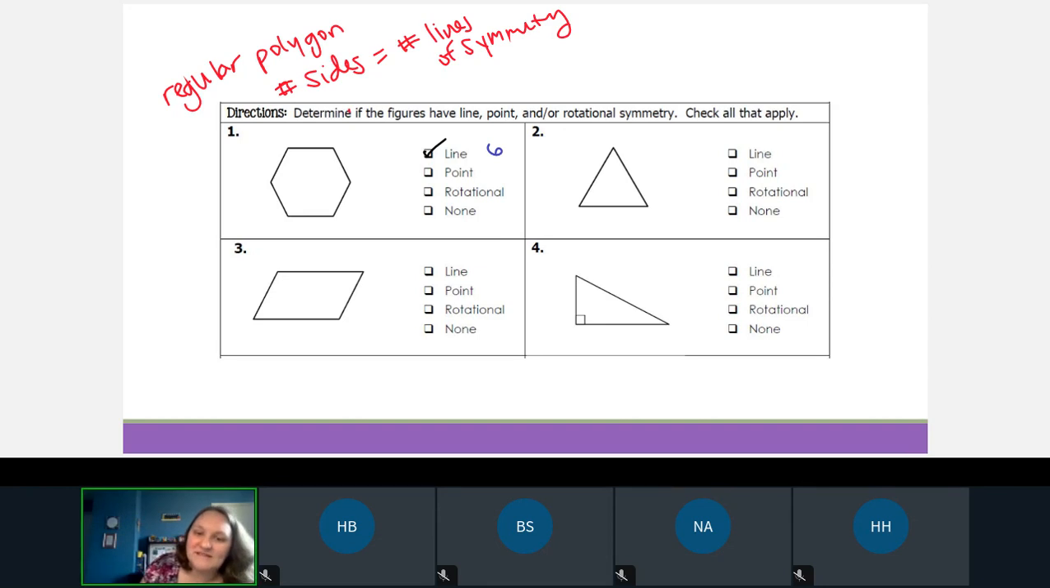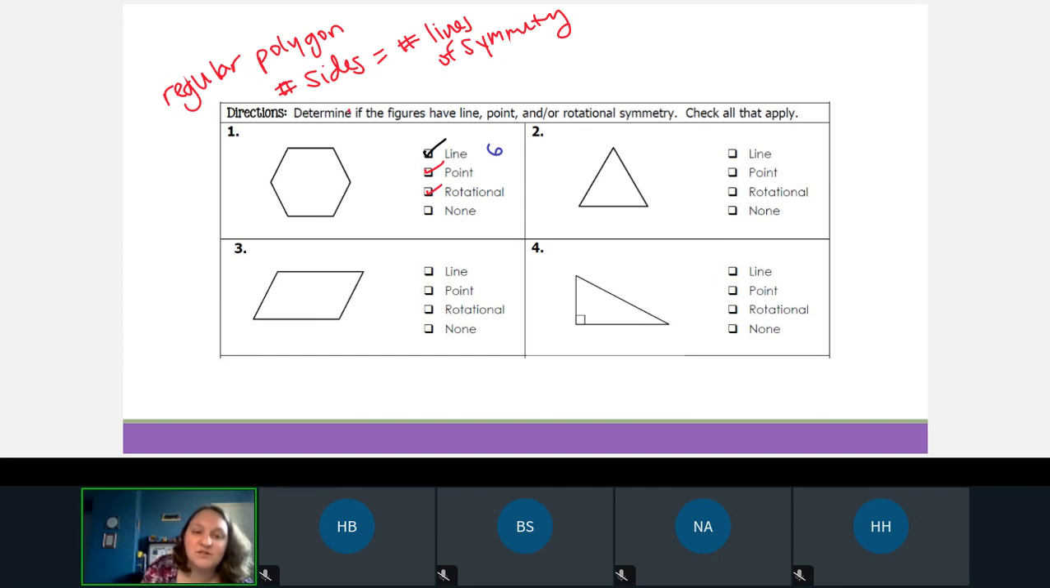Okay, now let's talk about point. Does it have point symmetry? Can I take my hexagon, turn it upside down, and it look exactly the same? Yes, I can. So it has point symmetry. And as soon as it has point symmetry, well, it immediately has rotational symmetry. If you find yourself checking point, then you should definitely check rotational.